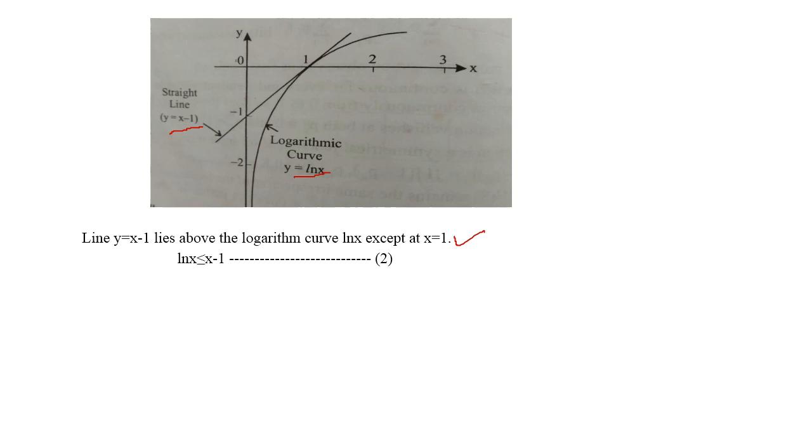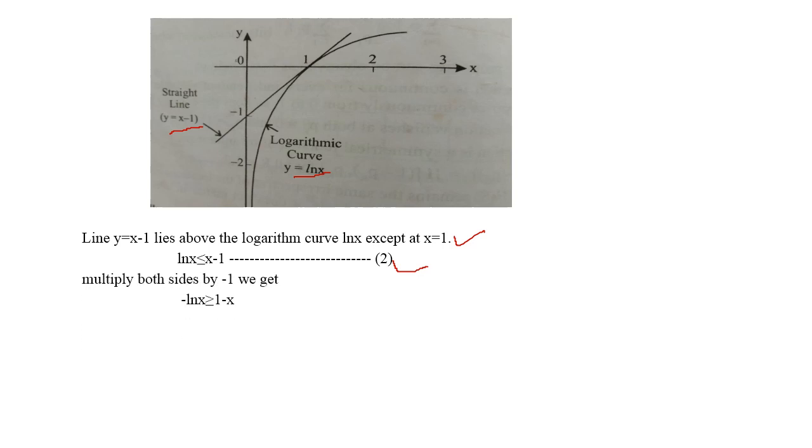To start with, we'll take two equations. One is the line y = x minus 1. The other one is the logarithmic curve, which is y = ln x. So this straight line is always above the logarithmic curve except at the point x = 1. Next, we'll conclude from this graph that always ln x is less than or equal to x minus 1. Let this be equation number 2.